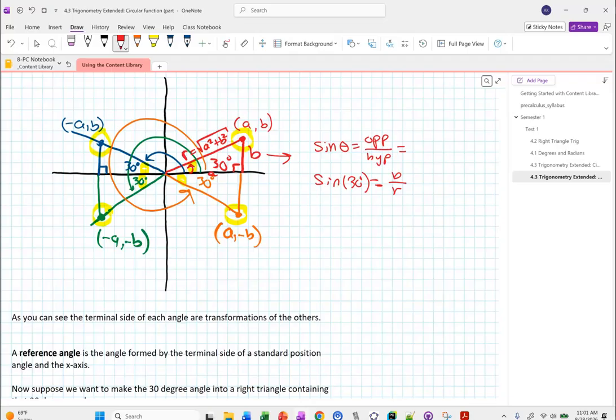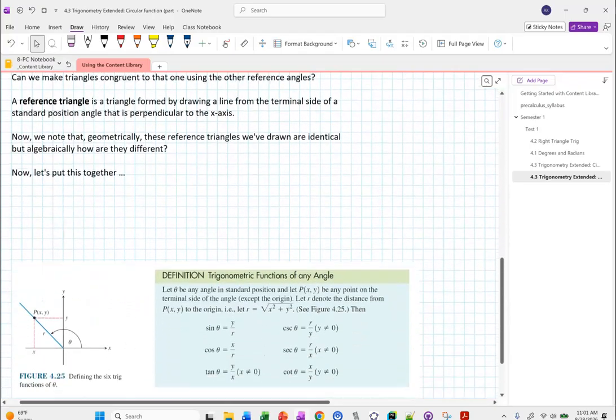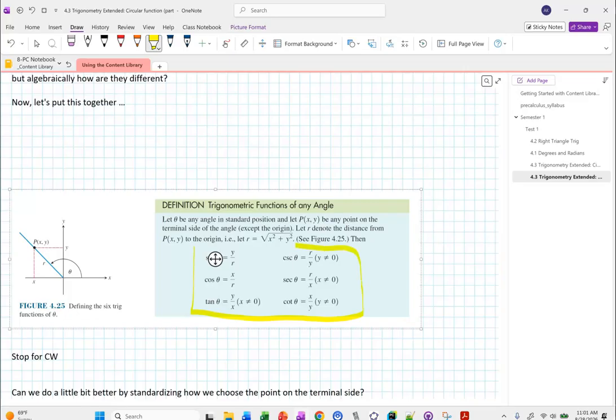We can't draw a right triangle to do this. What we can do is draw these reference triangles that are equivalent to the triangle in the first quadrant, and instead of using opposite, adjacent, hypotenuse, that's the same thing as using x, y, or r. So that's where we fall off here. Put this all together, and we have this definition here, or set of definitions here.